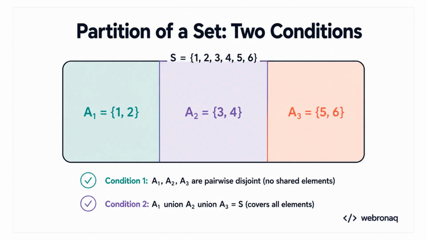Look at the example. S equals {1, 2, 3, 4, 5, 6}, split into A1 equals {1, 2}, A2 equals {3, 4}, and A3 equals {5, 6}. The 3 subsets share no elements, satisfying condition 1. Together they cover all 6 elements of S, satisfying condition 2. Both conditions hold, so this is a valid partition. Now let's look at a concept that collects all possible subsets, not just disjoint ones.